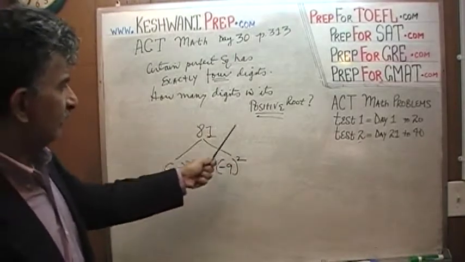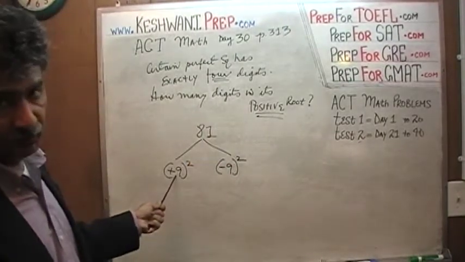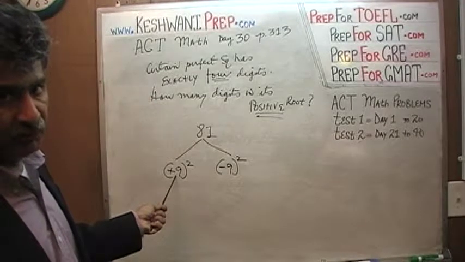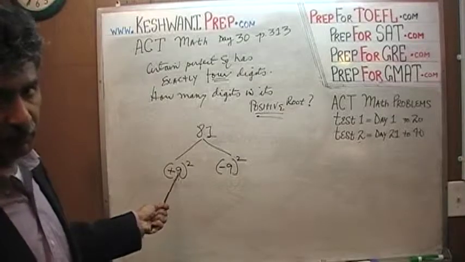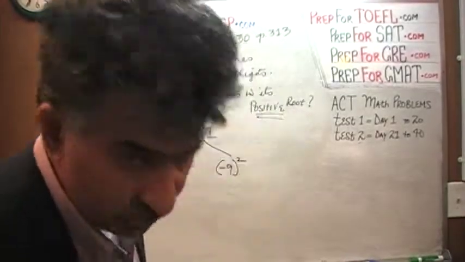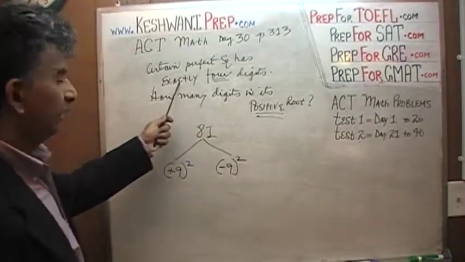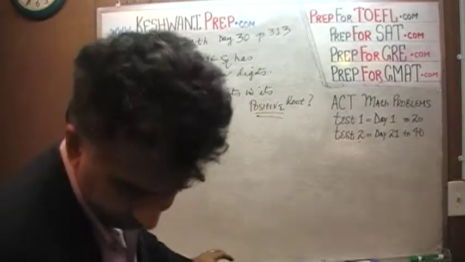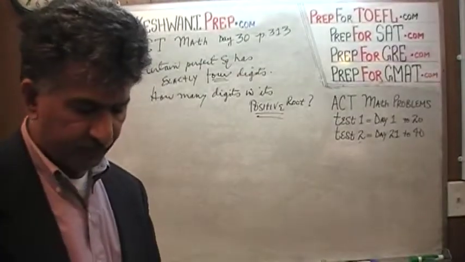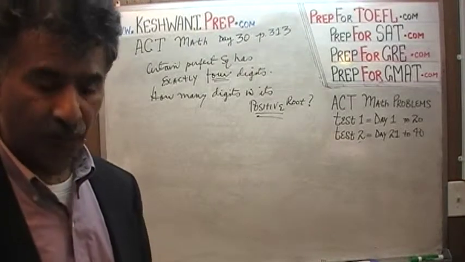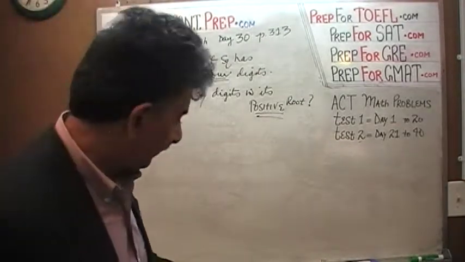How many digits does the positive root have? In this case, it's just 1. Obviously, you're not going to have a 2-digit number, because any 2-digit number when you square it has got to be more than 100. It can't be 81. But we're dealing with a 4-digit number. We're told that a perfect square has 4 digits. Let's see what we can do. So the first thing we have to do is find out the smallest 2-digit number, which when multiplied by itself gives us a 4-digit answer.